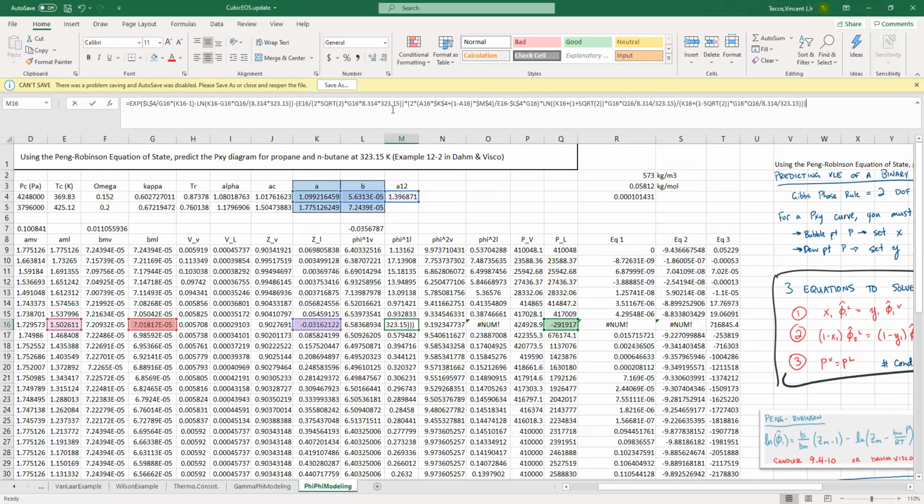All right, so if I click on this formula, Q16, I'm multiplying by a negative number, which means that it's going to be negative.